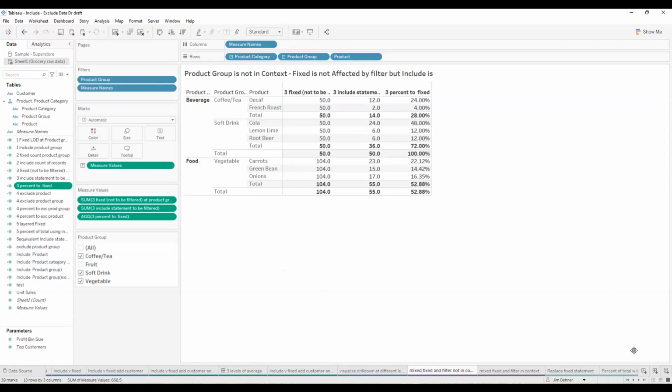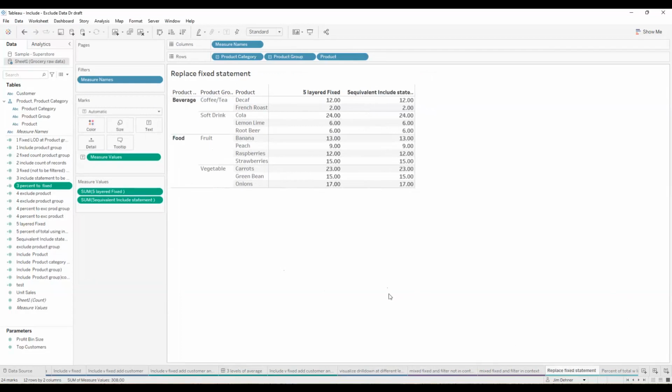Now, probably the most frequent use that I make of an include statement is as a replacement for a fixed LOD. I do an awful lot of work where I want to use an LOD expression to create a layer in the data set. Think of your data as a pyramid again. The data that you input is the bottom of that pyramid, and I want to create a layer in the data set at a higher level than the input data, and I want to be able to use that in other calculations. And that's what fixed LODs do.